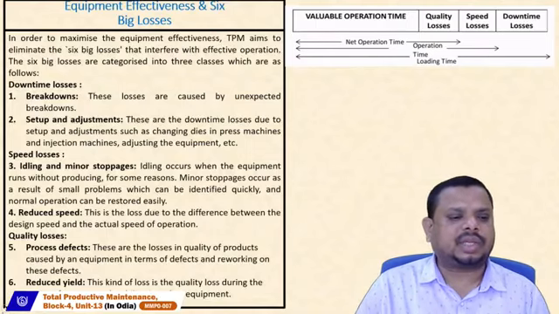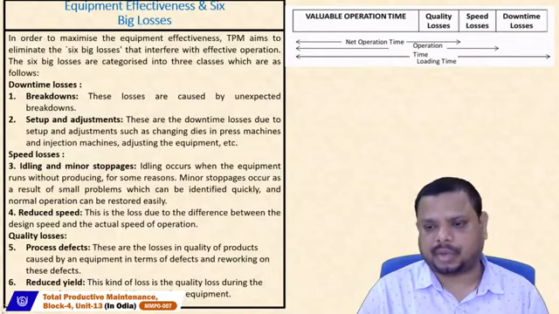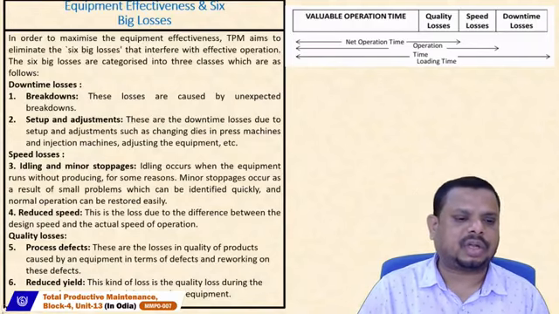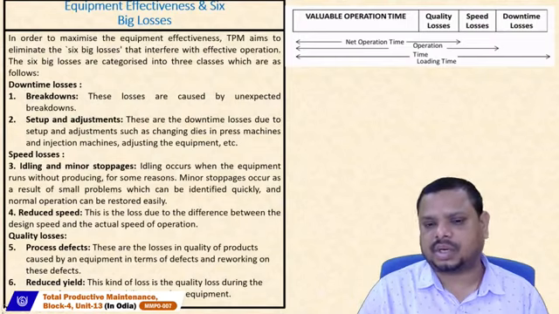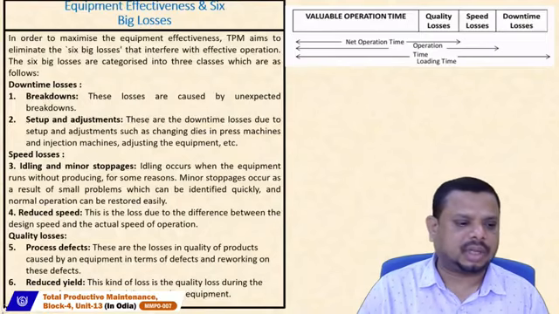The second one is known as reduced speed. This is the loss due to the difference between the design speed and the actual speed of operations. So if the design speed of a particular piece of equipment is more than 200, and the actual speed is less than, say, 100, that reduces the speed of your production. This is considered a speed loss.